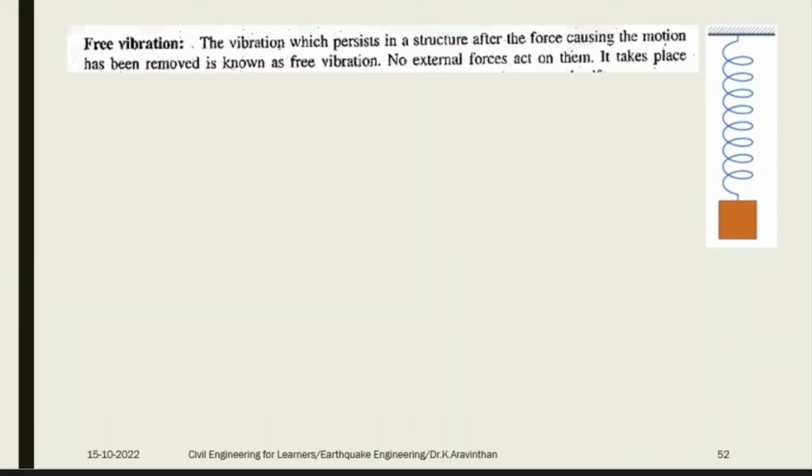In free vibration, you can observe here the spring is attached to the support and a mass is attached to it. Due to this mass, what happens? The object automatically vibrates. Without any external force, if you pull it once, it vibrates again and again. This is called free vibration.